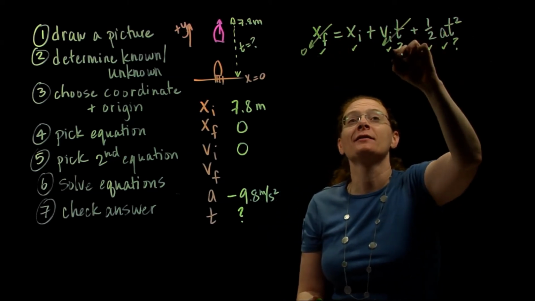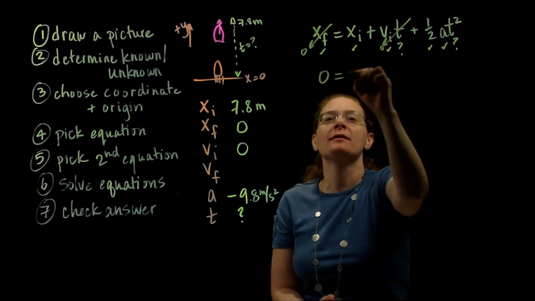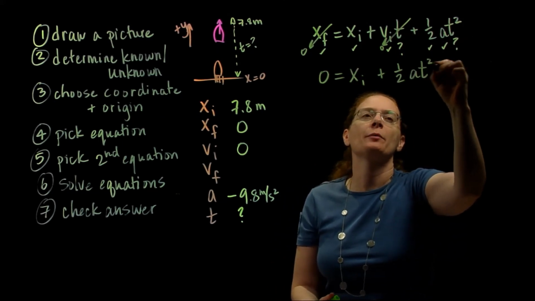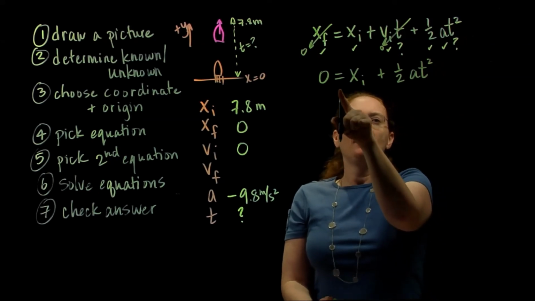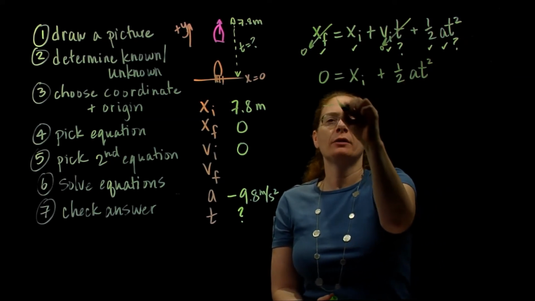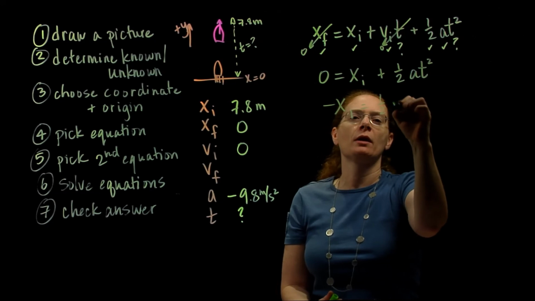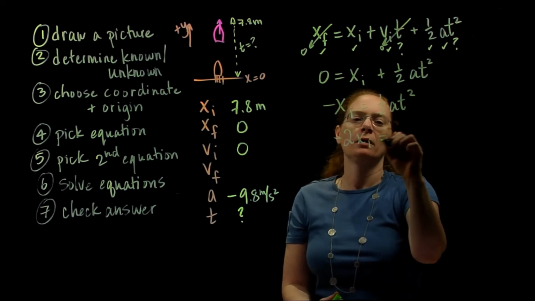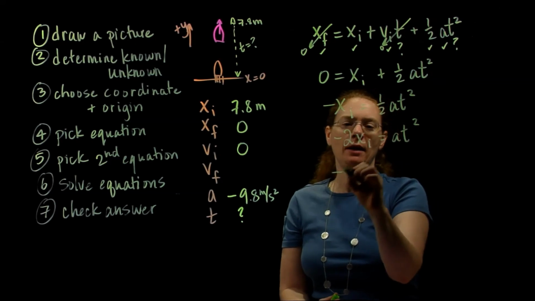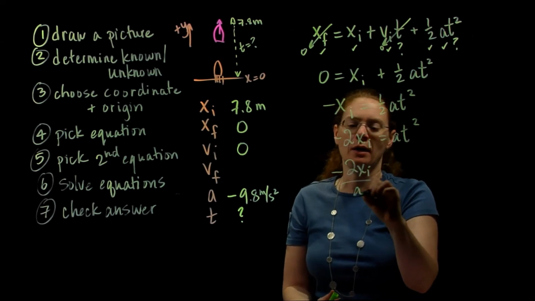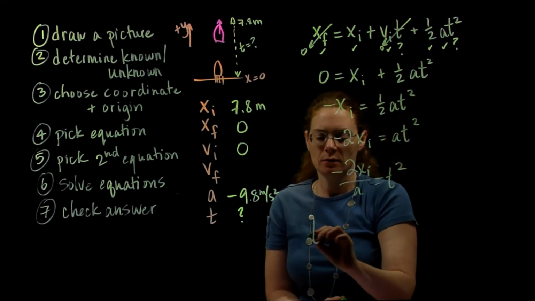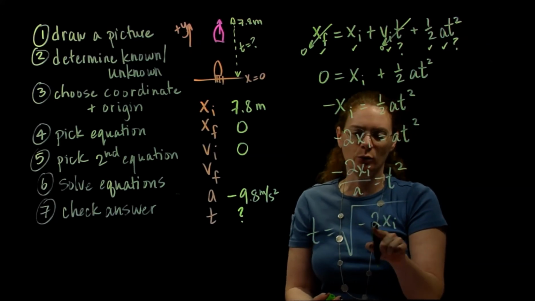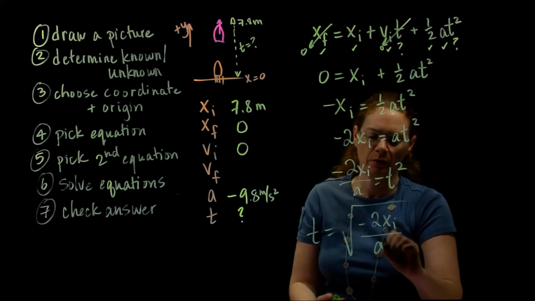V initial is 0, so this simplifies down to something that is not a quadratic. Aren't we happy about that? Okay, we are looking for time. Bring that over. Negative x initial equals 1/2 a t squared, so 2 over a equals t squared, so negative 2x initial over a equals t squared.